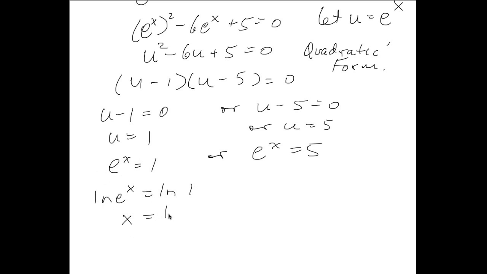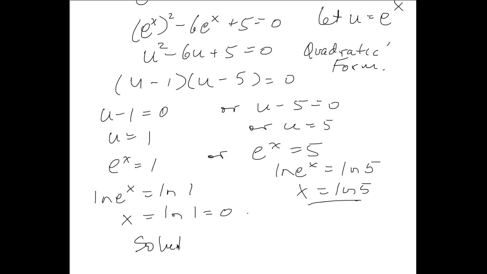So x is equal to the ln of 1, but of course the ln of 1 is 0. That's the exact value. Here, of course, x will be the ln of 5. We want the exact answer, so we need to leave it like that. So our solution then is going to be 0 and ln of 5 are the exact solutions.